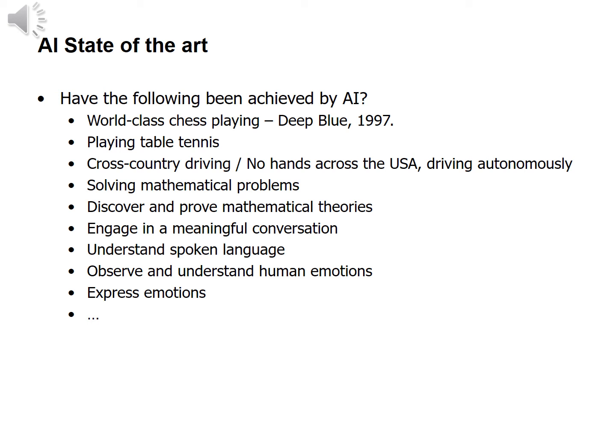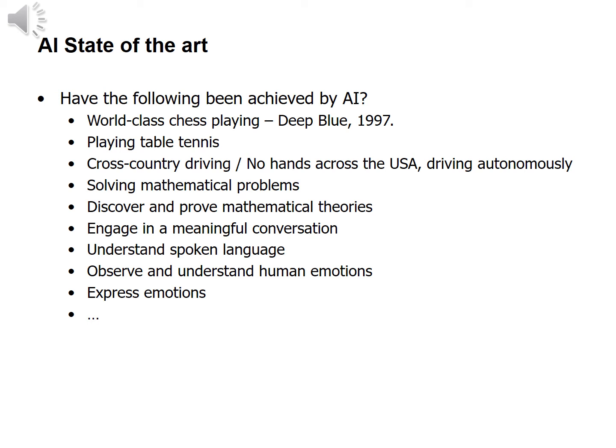Regarding the state of the art of artificial intelligence, let's think of the objectives and the goals which AI has achieved so far. So now I'm asking you as a student to think about whether the following have been reached. World-class chess playing: the computer won, Deep Blue won against the human in 1997. How about playing table tennis?